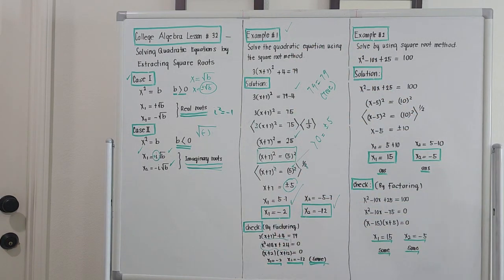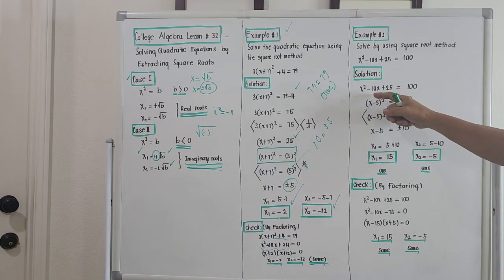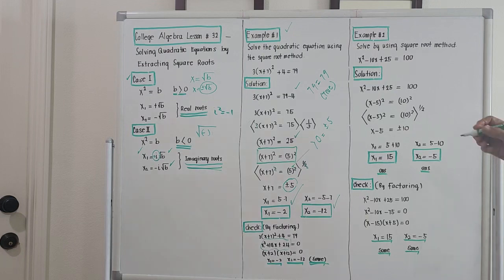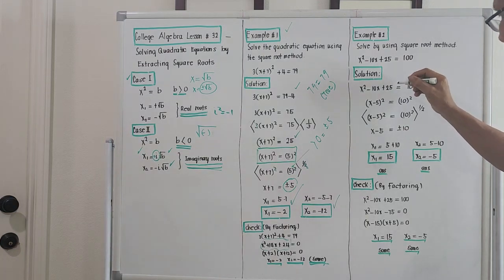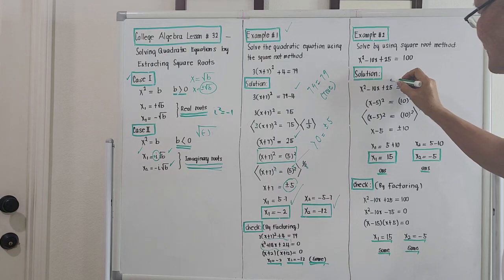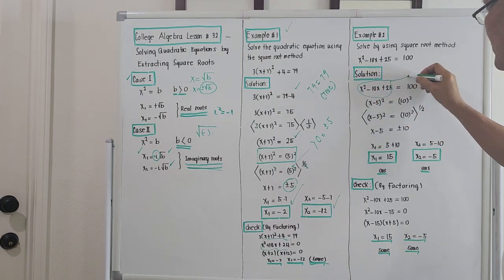Okay, example number 2. Solve by using the square root method. We are given the quadratic equation x squared minus 10x plus 25 equal to 100. Oh, this is easy money, right? If you don't know factoring, you're gone, because the solution is by using this square root method.